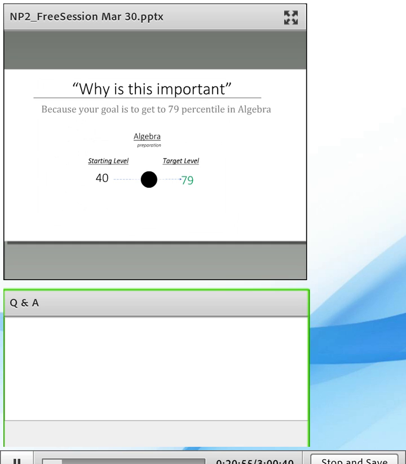Now, why is this specific feedback important? Why is learning application important? Because you're not studying algebra for the love of it. You're studying algebra to get to that 79th or 80th percentile or so.